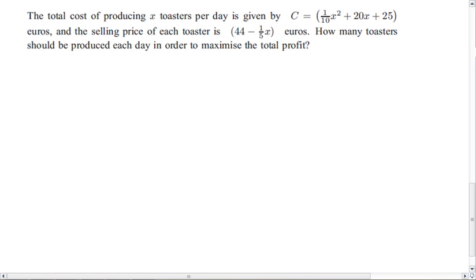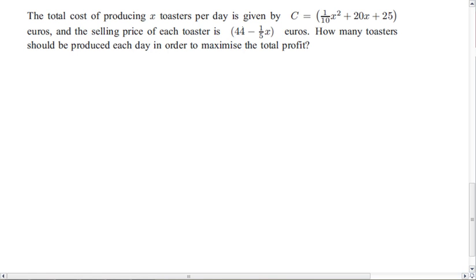Alright guys, in this problem we're going to do a quadratic optimization problem. We're going to combine it with a little economics. So this is kind of your cross-curriculum thing today. You got to slip one of those in every now and then.